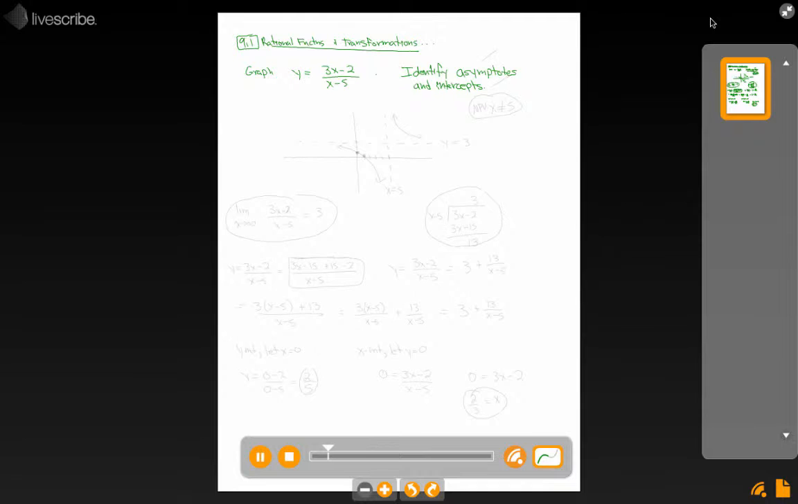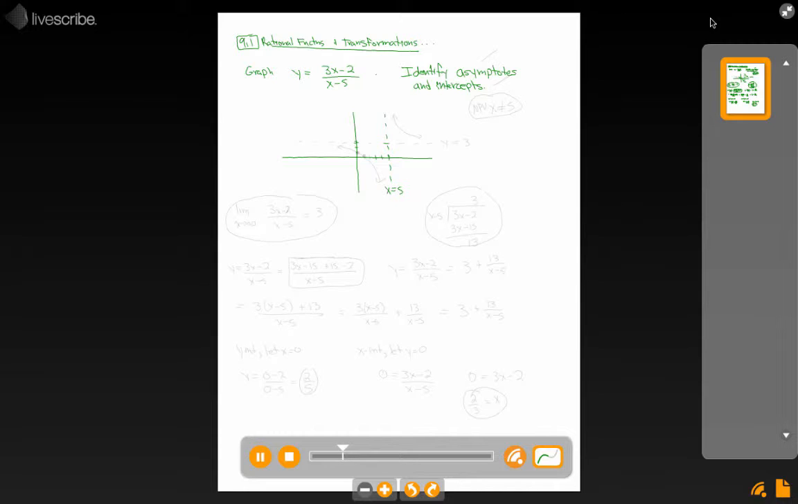We suspect that at x equals 5 we're going to have something going on, possibly a vertical asymptote, and in this case it actually does turn out to be that. You can punch this into your calculator and get some sense of what it looks like, and you get a drawing that looks something like this: 1, 2, 3, 4, 5, and that is where the vertical asymptote is located.